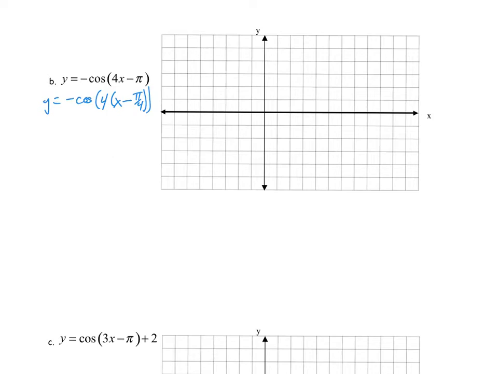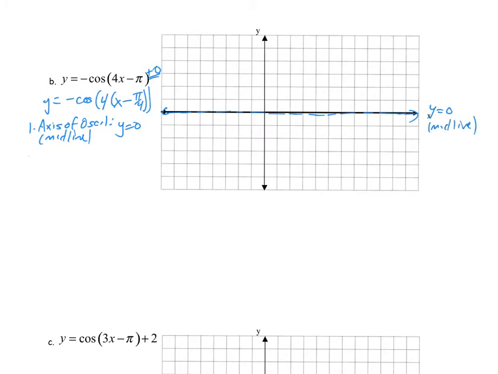Now we're going to go ahead and do our analysis, and as we do so, we're going to put key information on our graph. The first thing we want to find is the axis of oscillation, or the midline. To do that, we're going to look to see if this graph is shifted up or down at all. It is not. There's no d value. This will be plus 0. So the midline's at y equals 0, and I am going to go ahead and put that on my graph right away. Y equals 0. This is the midline.